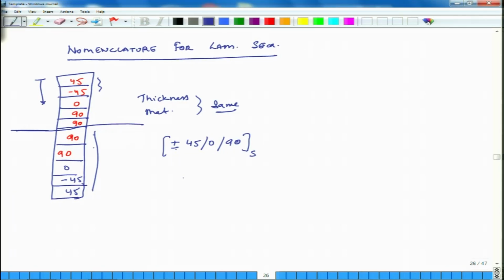In the long way, the moment I write S, essentially what it means is that the lamination sequence is plus 45, minus 45, 0, 90, and there are 2 layers above the mid plane. So, this is 90 2. So, 90, 90, this is the mid plane, 90, 90, 0, minus 45 and 45. This is what it means. Okay.